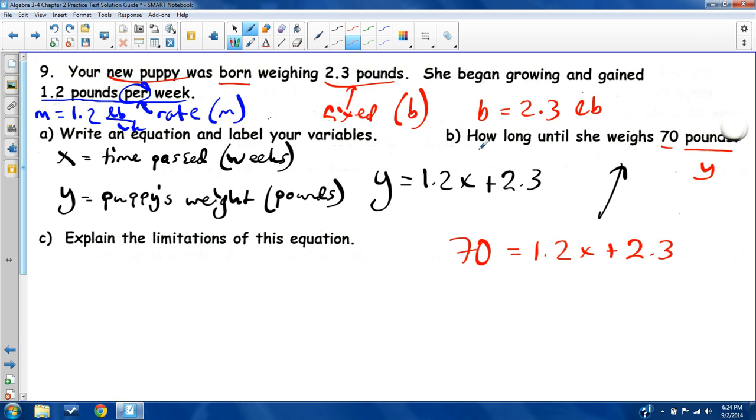Another way to recognize that, it says how long? How many weeks? All right, that's what we're trying to figure out. So we're trying to figure out x here. So we solve for x. Subtract 2.3.